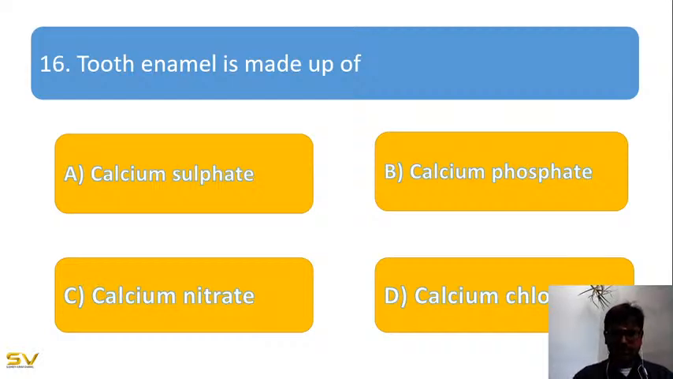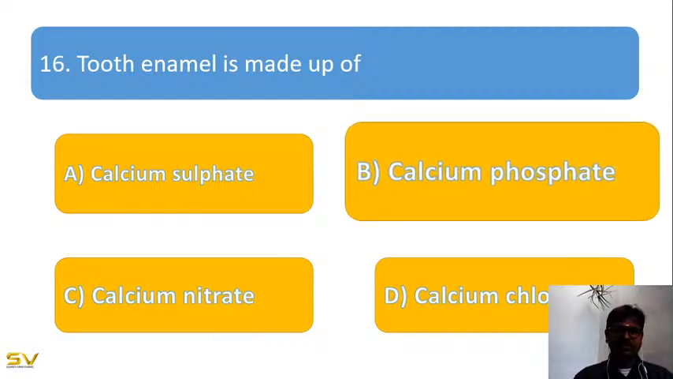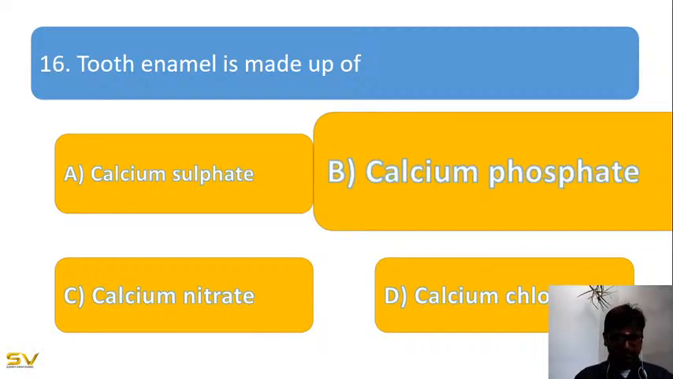Now I'm revealing the answer. So yes, it's option B. It is the correct answer. It's calcium phosphate.